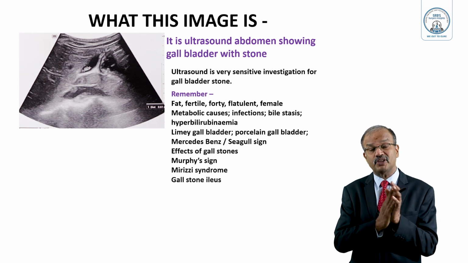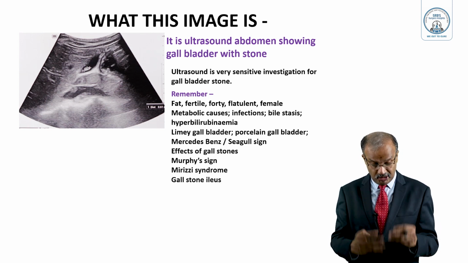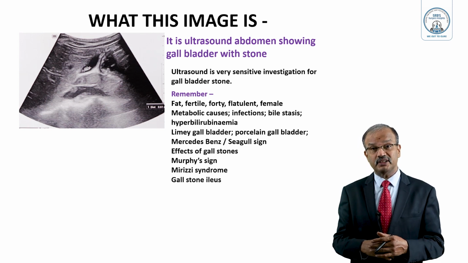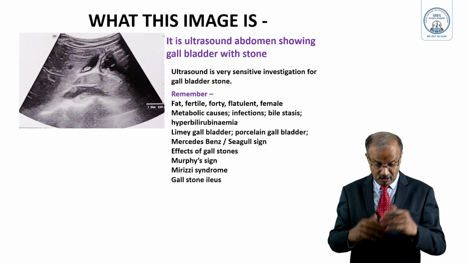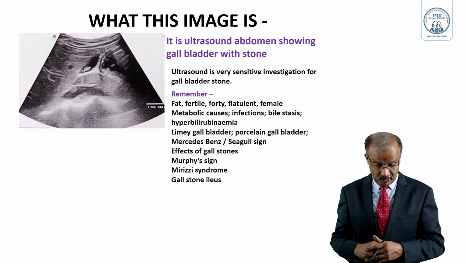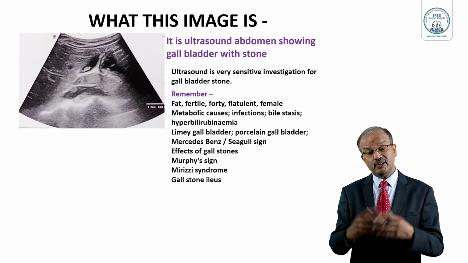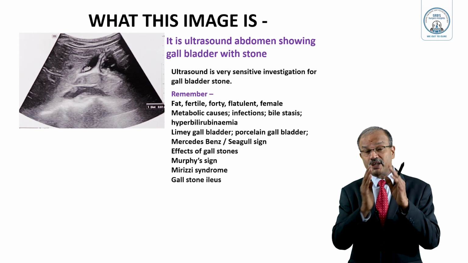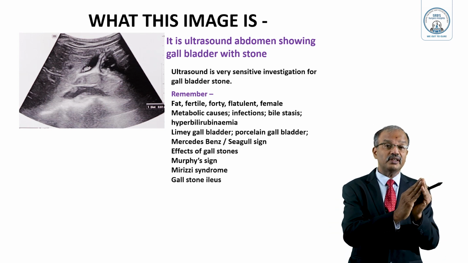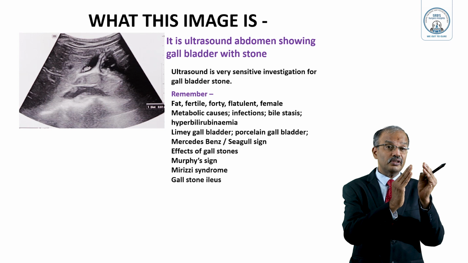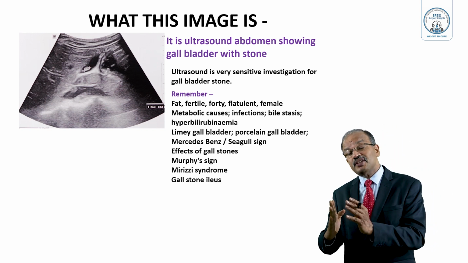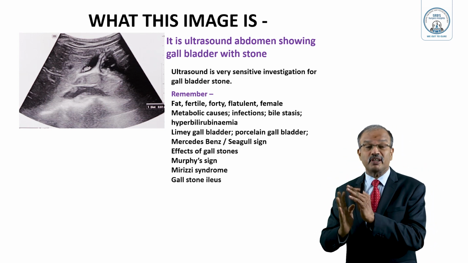All these are different short notes: Mirizzi syndrome, gallstone ileus, Murphy's sign. Clinically they will ask, in the oral exam they will ask, a short note may be there. Effects of gallstones is a short note. MCQs can be asked. Etiology of gallstones is asked. Remember the difference between cholelithiasis, which is gallstones, and choledocholithiasis, which is stones in the CBD. You have to remember the difference always.